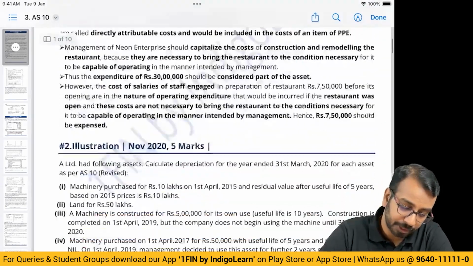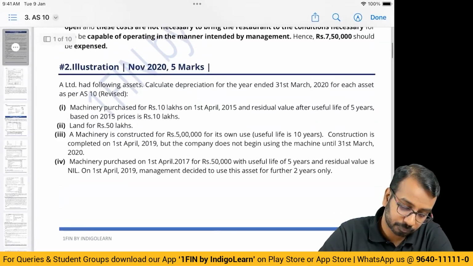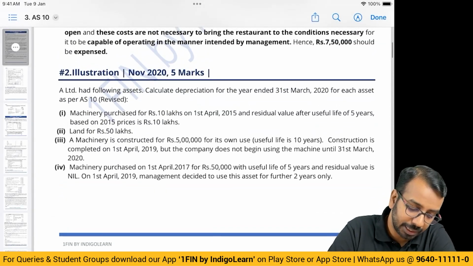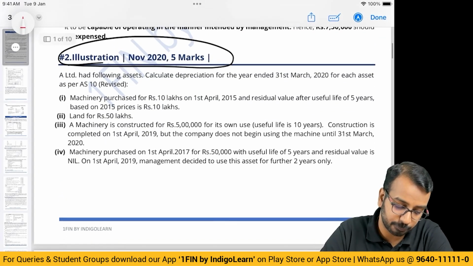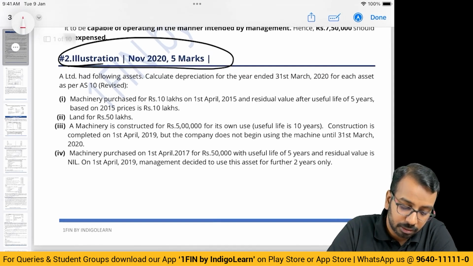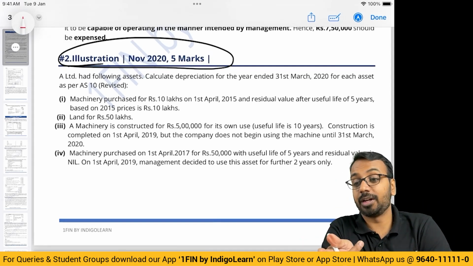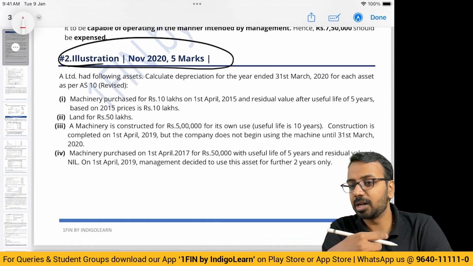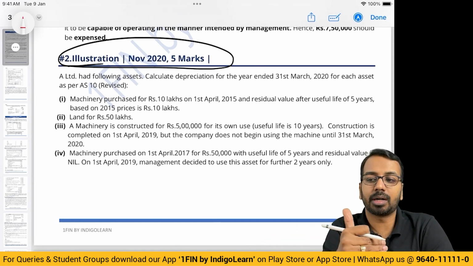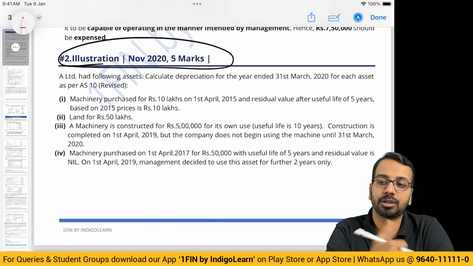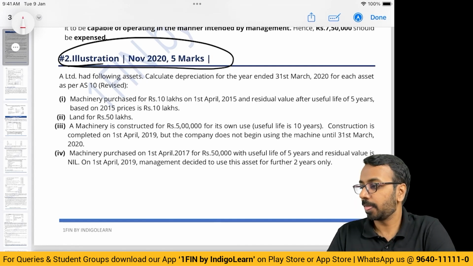Okay. So let us say November 20, 5 marks question. Or if you have any specific attempt question which you feel was very difficult, you can just give me the reference. I'll immediately pull it off and I'll help you understand how to attack such kind of questions in the examination.